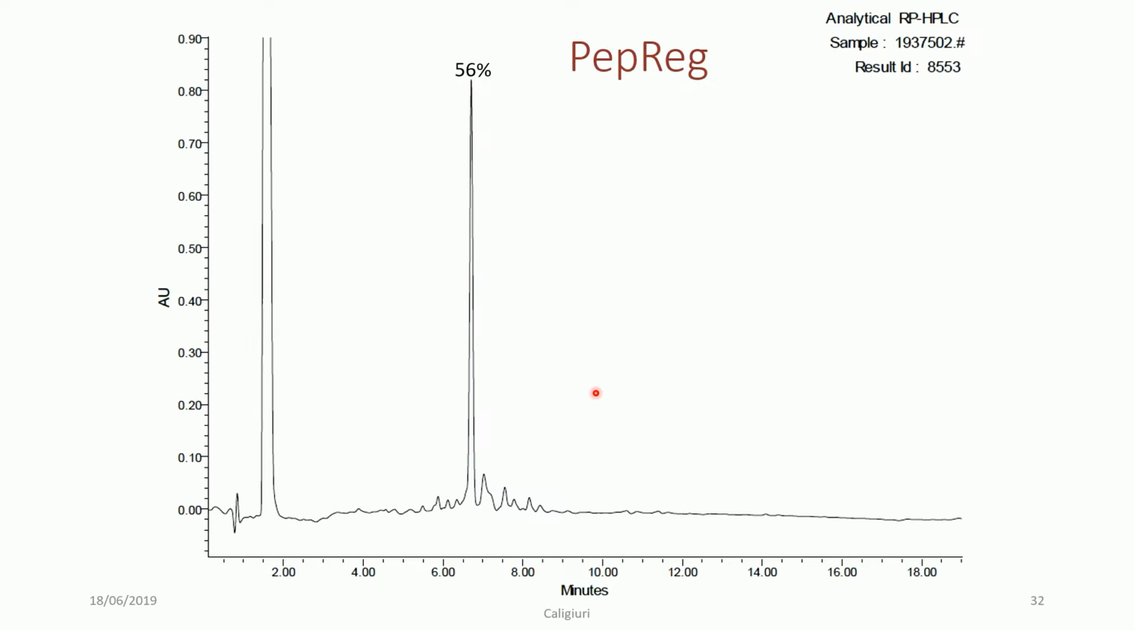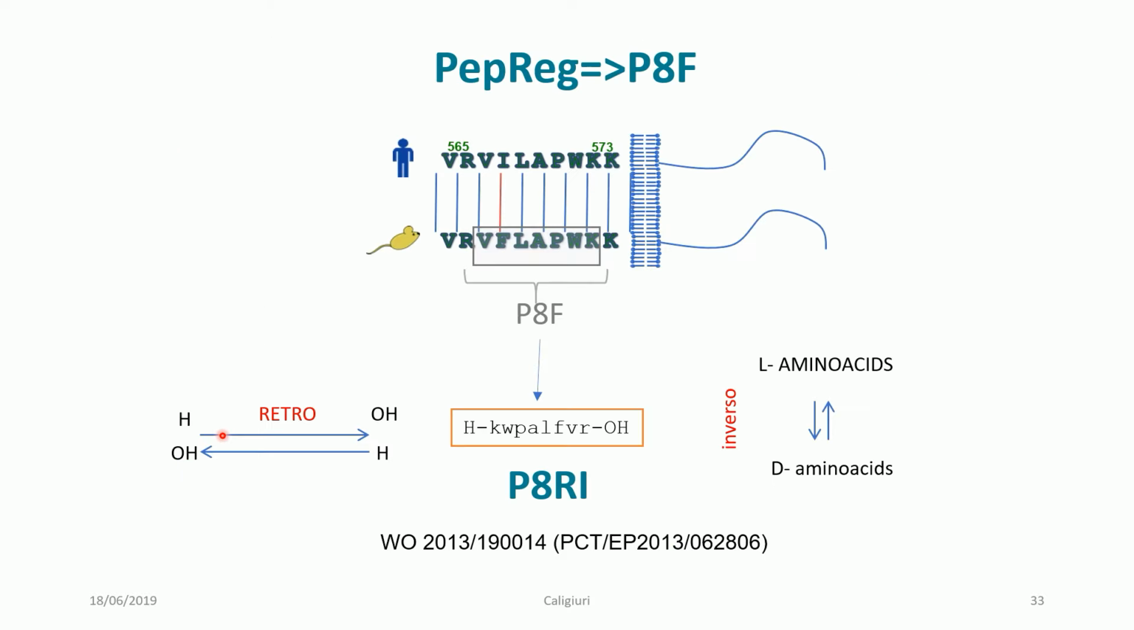But PepReg was not perfect because it's insoluble. Barely half of it is soluble and the rest is aggregated. So we had to find something better. We did another patent, which I called improved peptide.